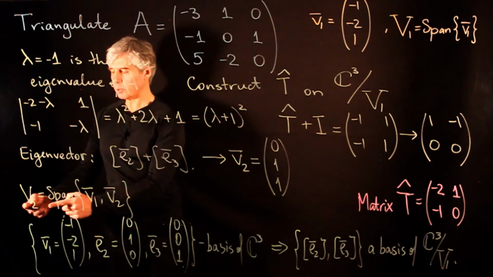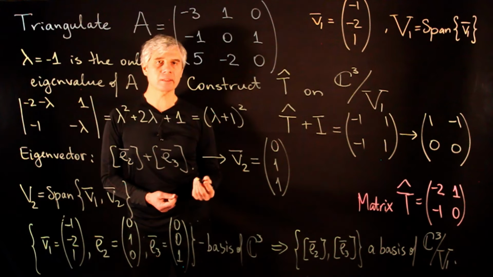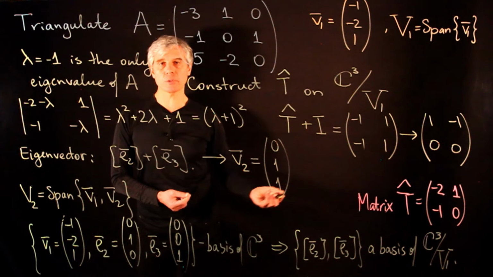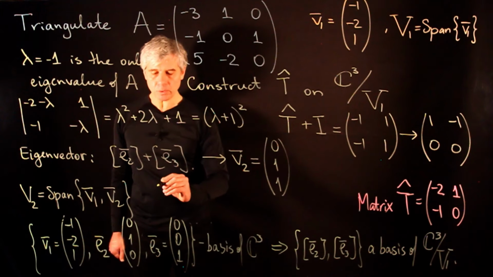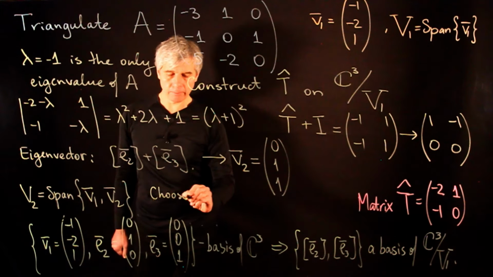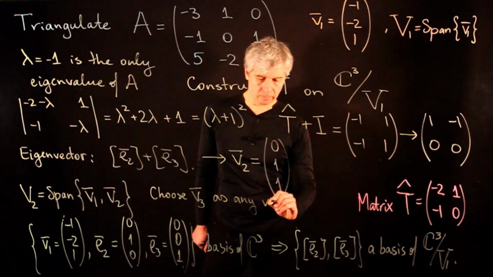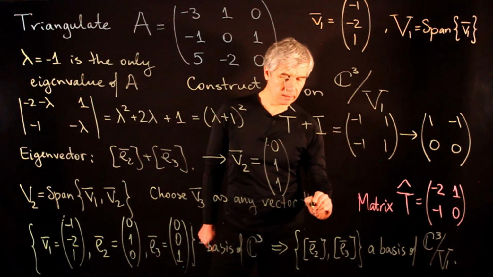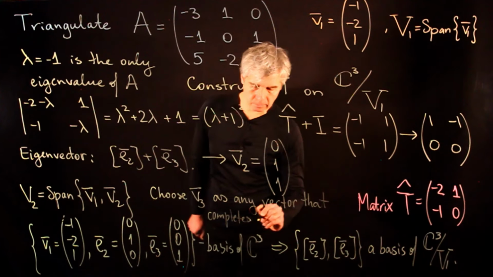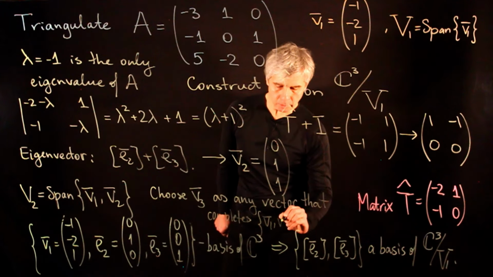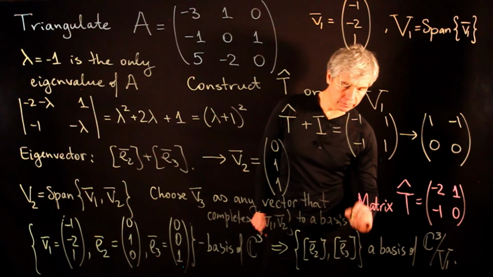Now, if we quotient out this subspace, then the quotient space will be one-dimensional, and the new matrix T hat on the one-dimensional space will be a 1-by-1 matrix, which is automatically diagonal. Because of this, we can choose V3 as any vector that completes V1, V2 to a basis of C3.